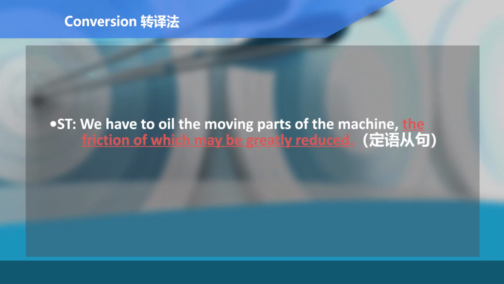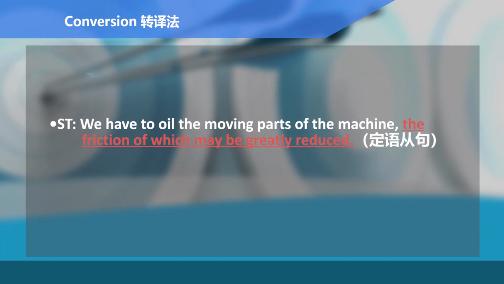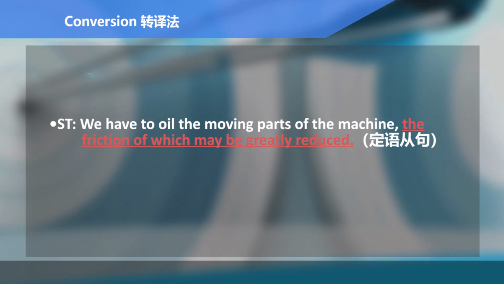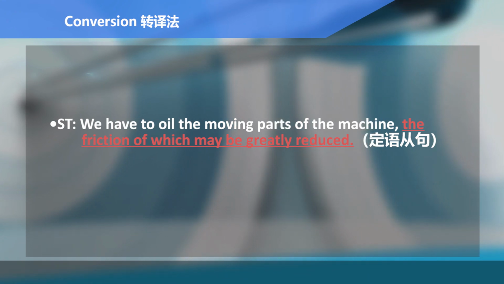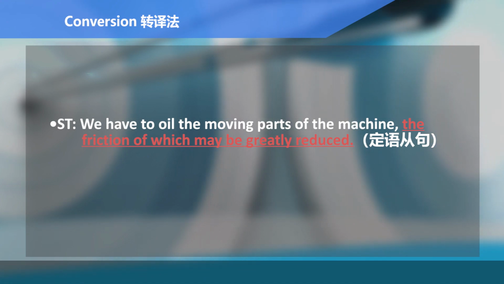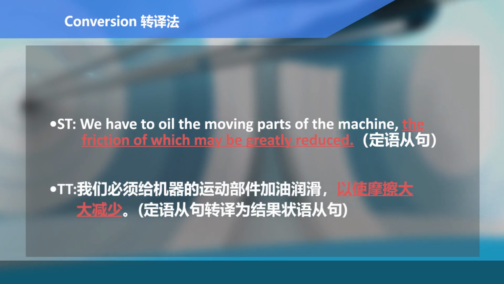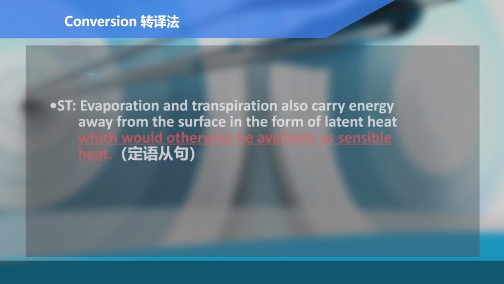Example 8 is an example to indicate that the attributive clause, the friction of which may be greatly reduced, is changed by the translation method of conversion into the adverbial clause of result in Chinese, 以使摩擦大大减少。Look at example 9.